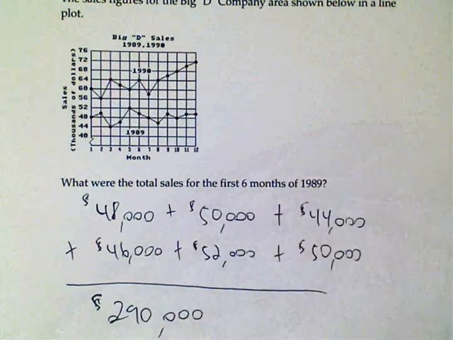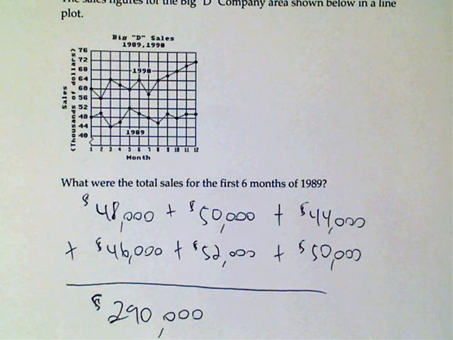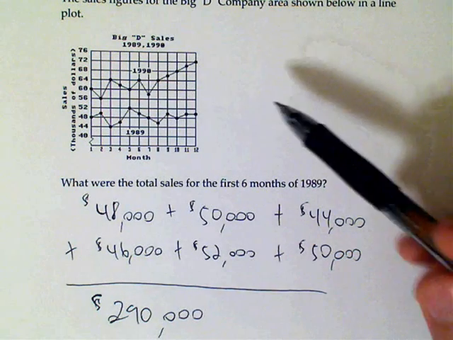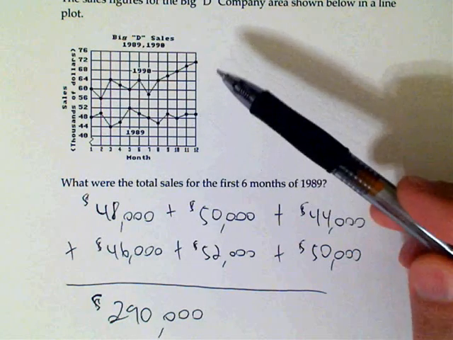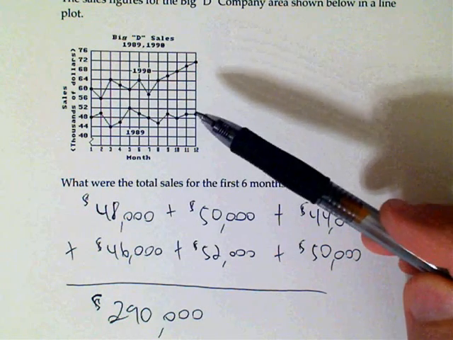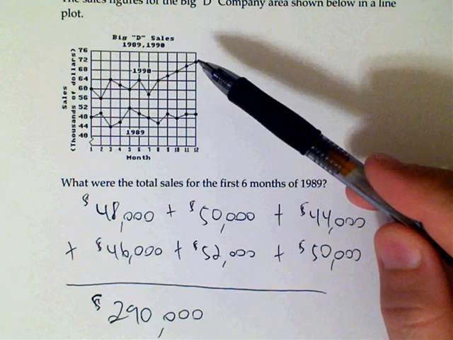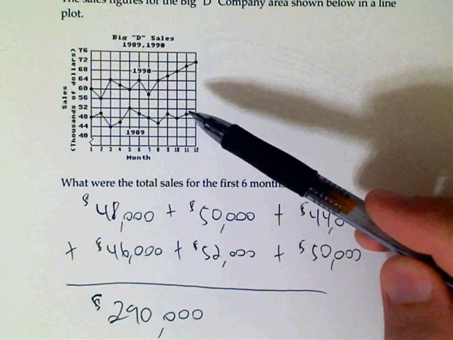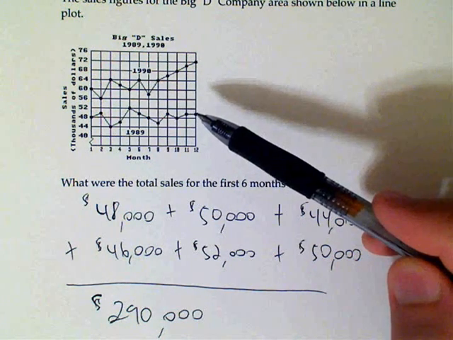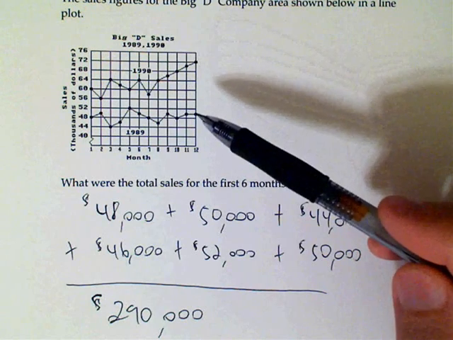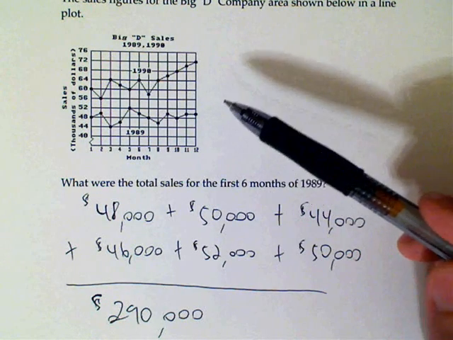Line graph. There's all kinds of questions that could be asked. I could ask you the difference between, for December, the sales in 1990 and 1989, difference means subtract. 1990 would be 72,000. 1989 would be 50,000. So the difference between 72,000 and 50,000 is $22,000. So there's all kinds of questions that could be asked.